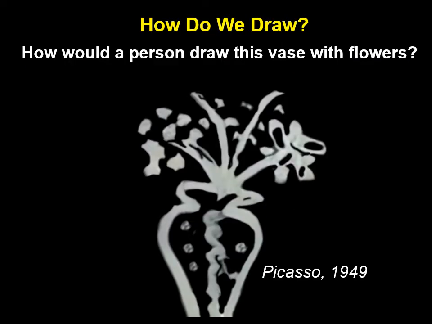At this point, let's pause and ask the question, how do we make a picture? How do we draw? This is a painting by Picasso in 1949. How would a person draw this vase with flowers? And how would MRI make a picture of this vase with flowers?